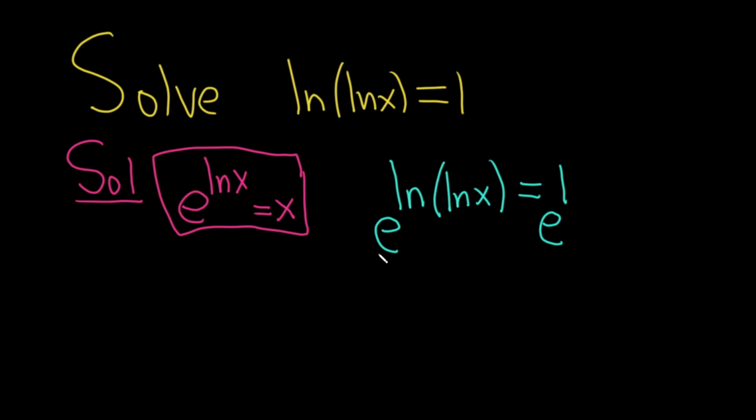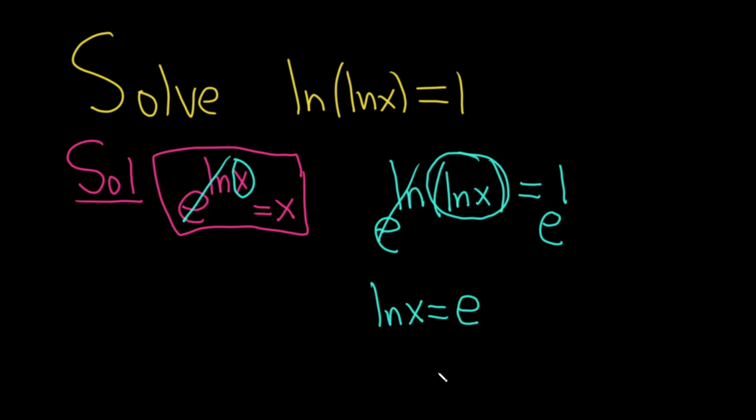This process is called exponentiation. We are exponentiating both sides of this equation. So now you see that this whole piece here is our x. See how it matches the formula. So just like these go away and you get x, these go away and you get the natural log of x, and that's equal to e to the 1, which is e. Then we just repeat the process. We do it again. We exponentiate. These go away, and so we get x equals e to the e. And this would be the solution to this equation.